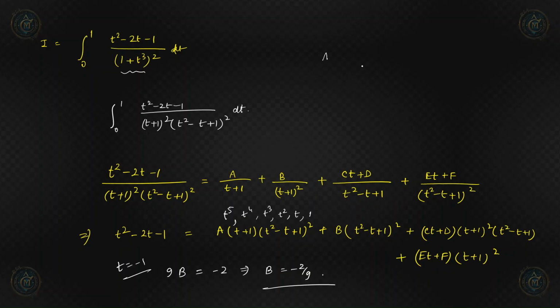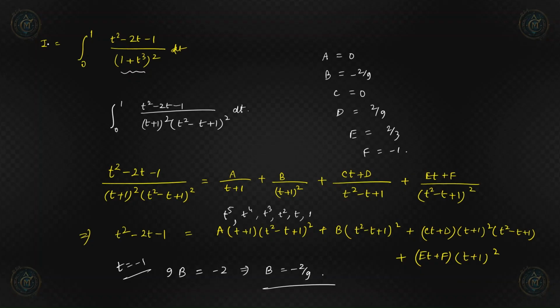What I got: a equal to 0, b equal to minus 2 by 9, c equal to again 0, d equal to 2 by 9, then I got e equal to 2 by 3, and f equal to minus 1. These are the values I got. I hope you will be able to calculate them yourself using the expansion.